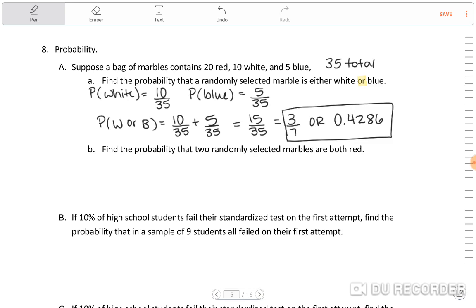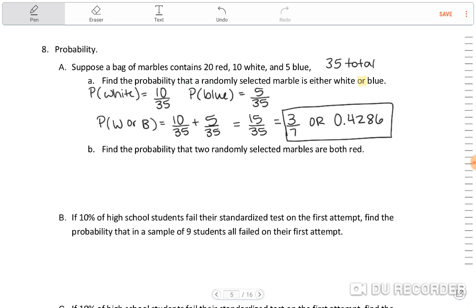Okay, part B says find the probability that 2 randomly selected marbles. First, I want to point out that on your formula sheet, the probability of E or F says you have to subtract off the intersection. That's for dependent events. Now, if I'm just doing one event here, well, let me start over again.